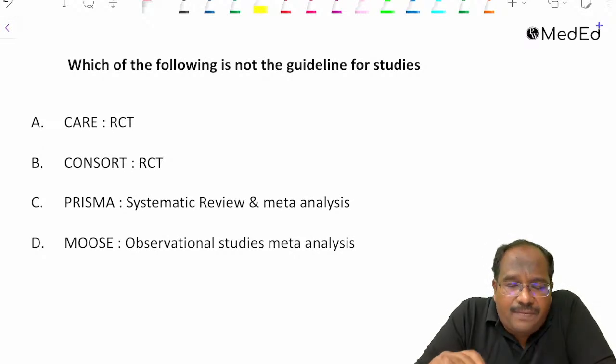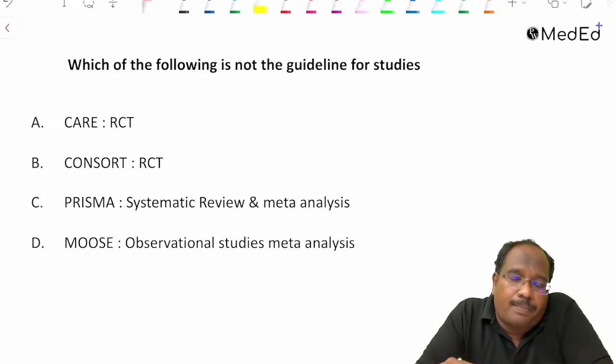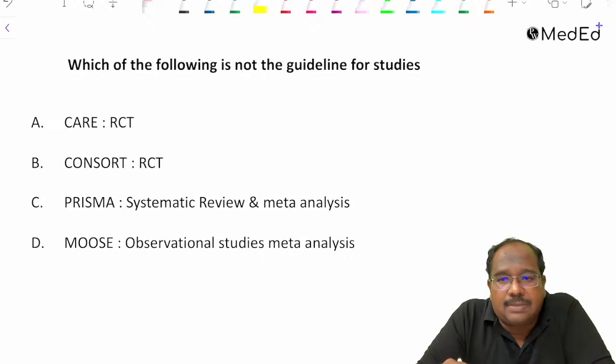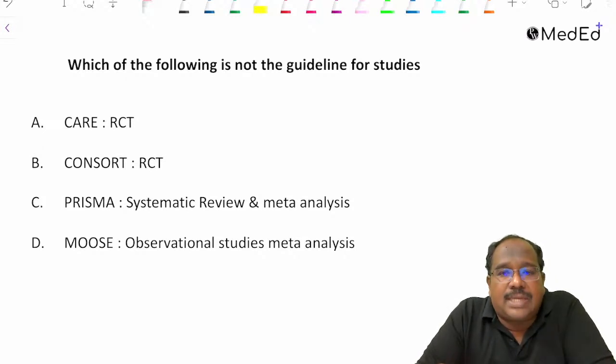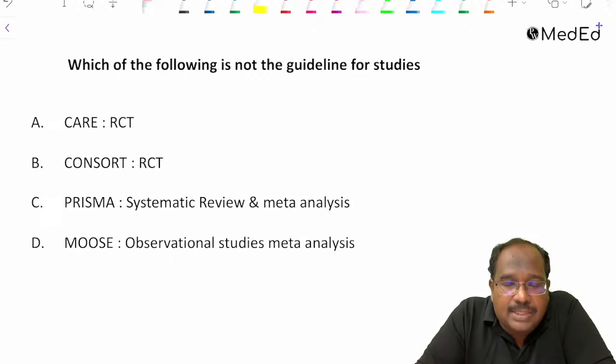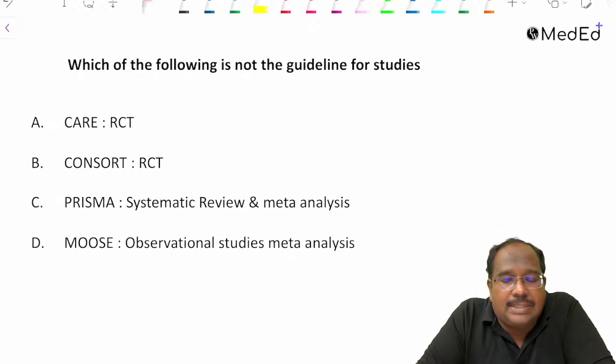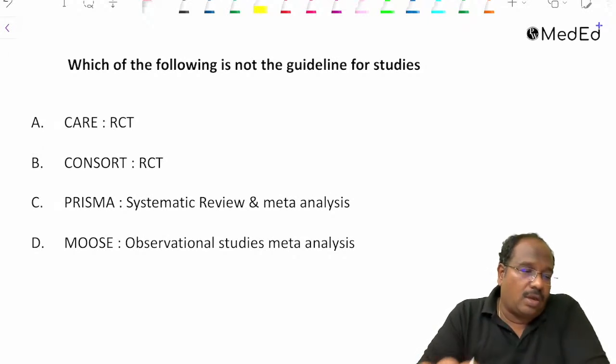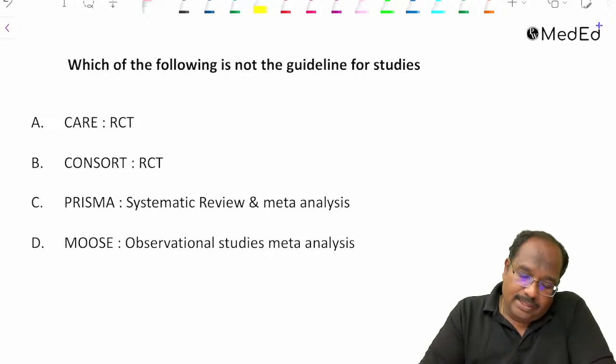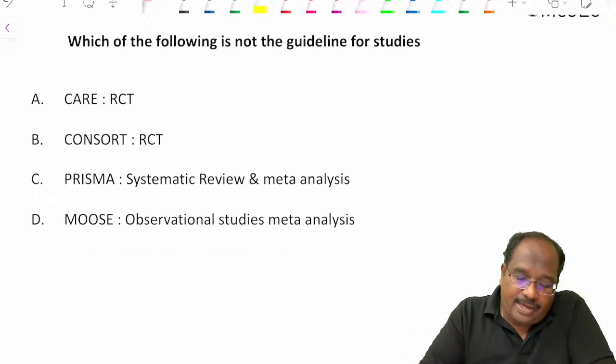Whenever we are doing research, for reporting, there are certain guidelines. For example, I am publishing a study on cohort study, a case control study, or an RCT, how to report it. So for reporting there are certain guidelines. So which one is not the guideline for this study? That is the question. Yes. So we'll see that, then we can come back.